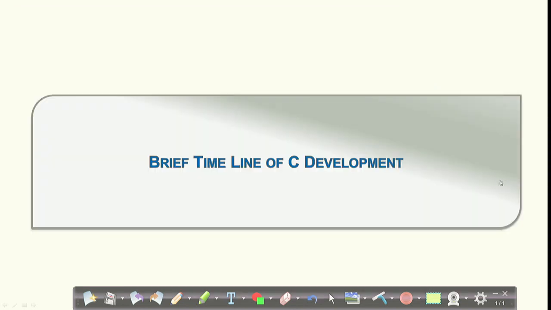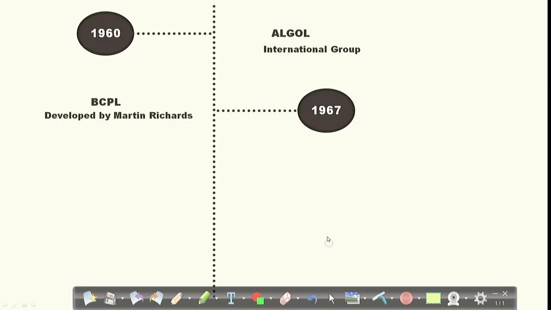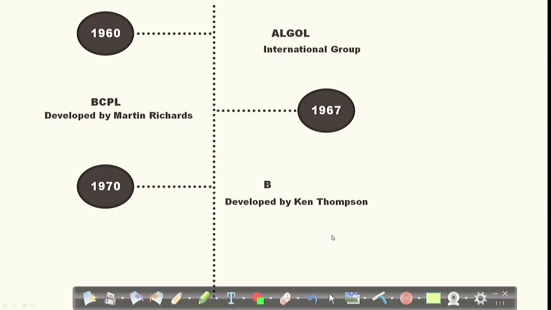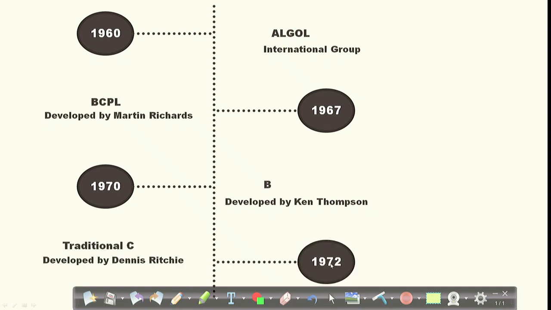Next we will discuss the brief timeline of C development. In 1960, the language ALGOL, algorithmic language, was developed by an international group. In 1967, there is another language known as BCPL that was developed by Martin Richards. In 1970, B was derived from the BCPL language by Ken Thompson. And in 1972, from BCPL and B, Dennis Ritchie developed the language traditional C.